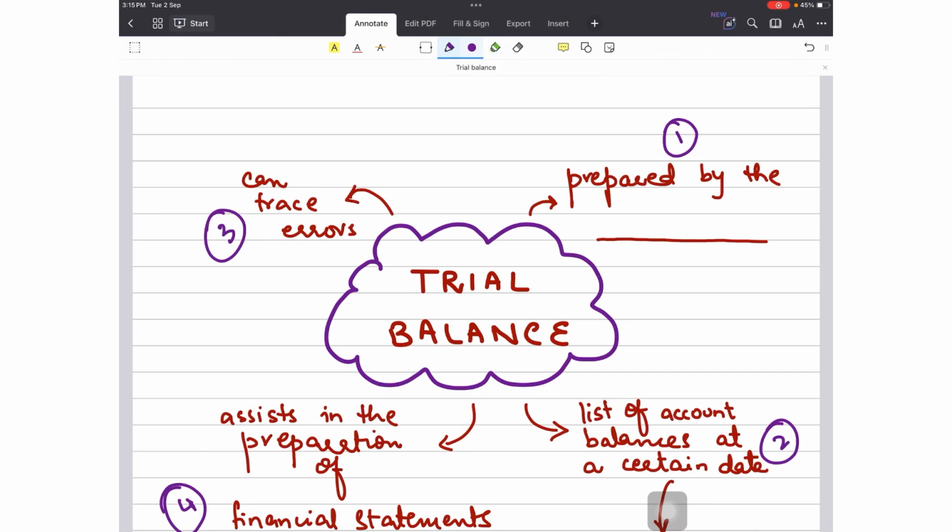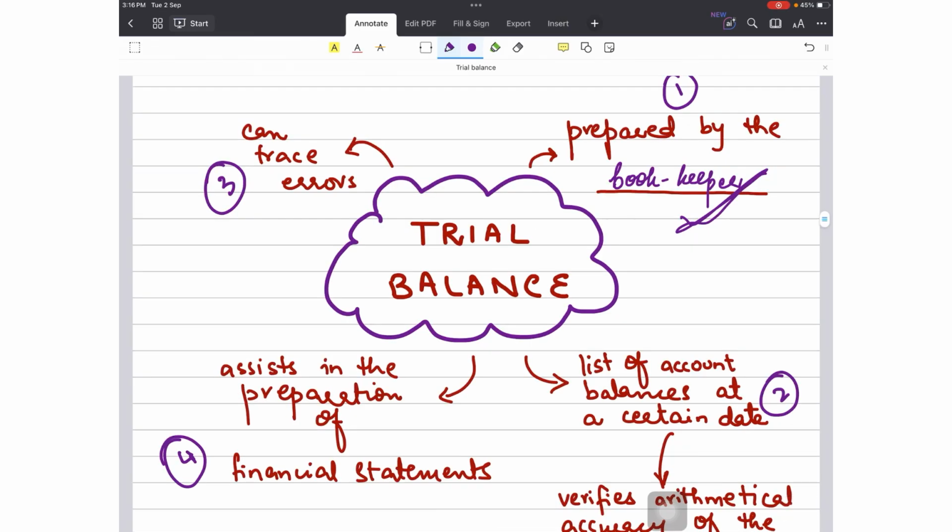If you can recall from the accounting versus bookkeeping video, we have already discussed that a trial balance is prepared by the bookkeeper, right? A bookkeeper prepares the day books, the ledger accounts, the source documents, as well as the trial balance, and then later on the financial statements, for instance, income statement, statement of financial position, cash flow statements, interpretation of ratios. All of that is done by the accountant, right? So first thing is, who prepares a trial balance? A bookkeeper prepares a trial balance.